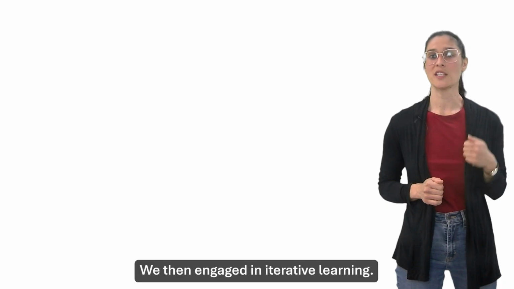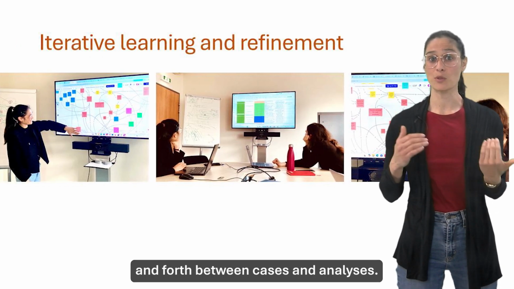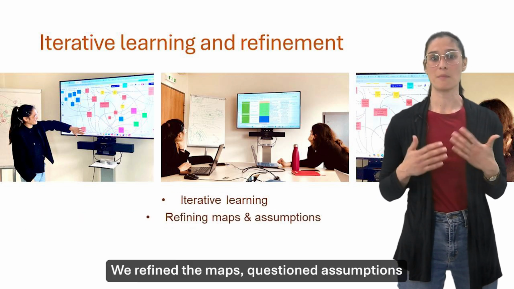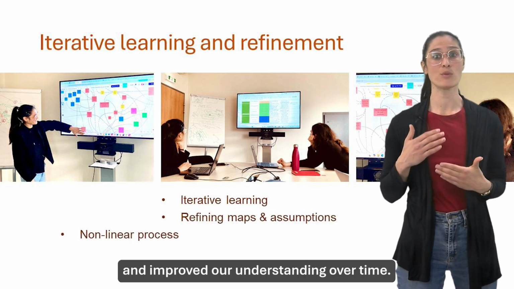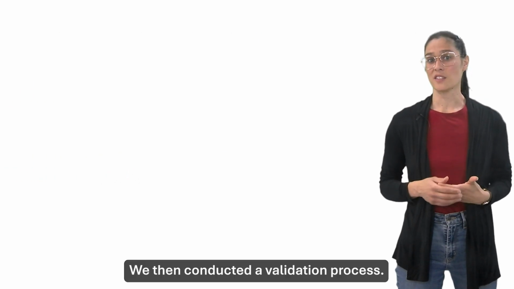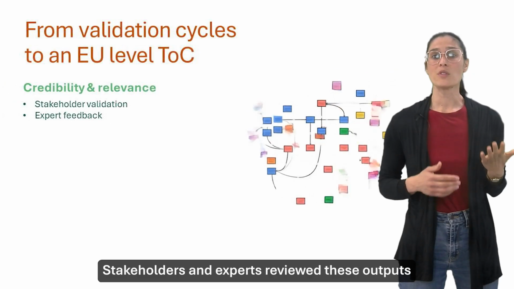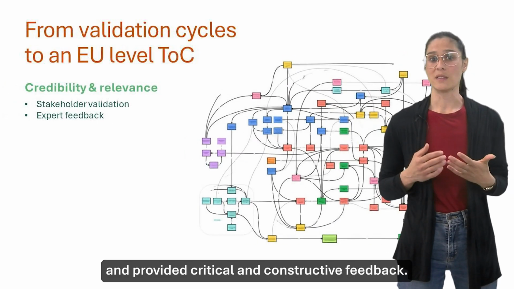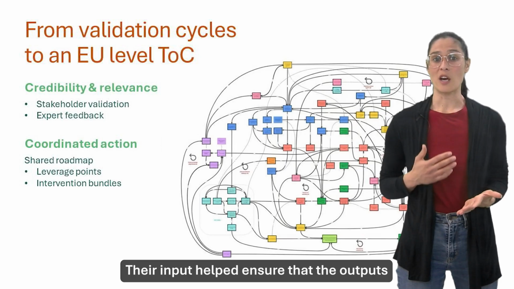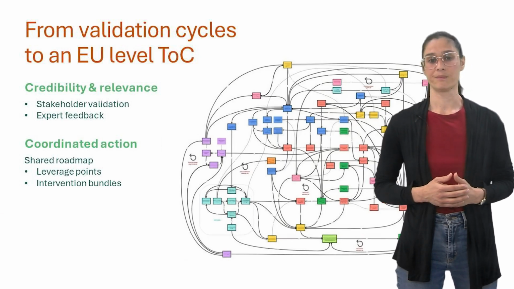We then engaged in iterative learning. We refined insights by going back and forth between cases and analysis. The process was not linear. We refined the maps, questioned assumptions, and improved our understanding over time. We then conducted a validation process. Stakeholders and experts reviewed these outputs and provided critical and constructive feedback. Their input helped ensure that the outputs are credible, relevant, and grounded in practice.